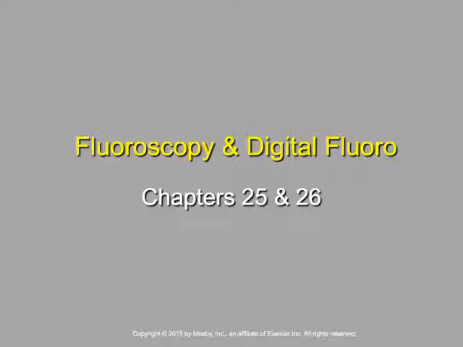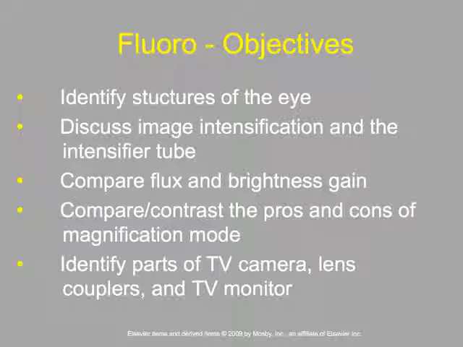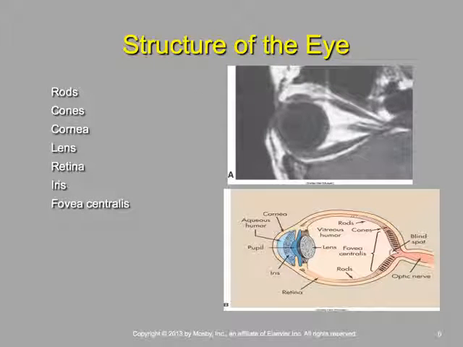All right, chapters 25 and 26 in our textbook about fluoro. We'll talk about why these images of the structures of the eye are important, how image intensification occurs. We'll talk about flux and brightness gain. And then really the big thing is I just want you to understand the big difference between conventional fluoro and digital. Okay? So structures of the eye.